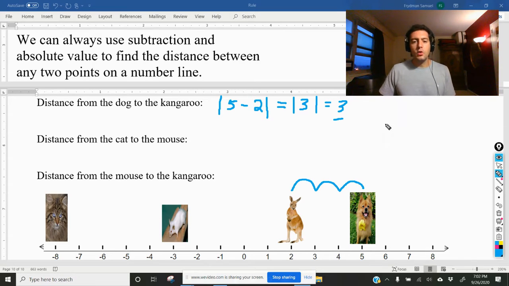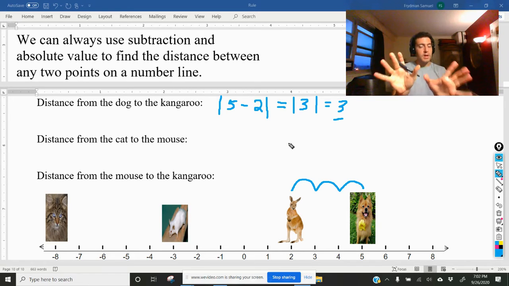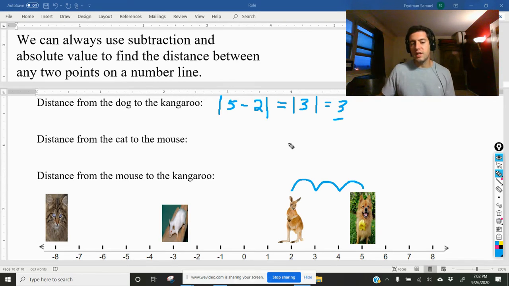All right. Now, since we're taking the absolute value, the order that we subtract in does not matter. Now be careful. Normally, when you're doing subtraction, the order definitely matters. So if you reverse the numbers, you don't get the same answer. But since we're also taking the absolute value here, it doesn't matter. So I'll tell you what I mean right now.